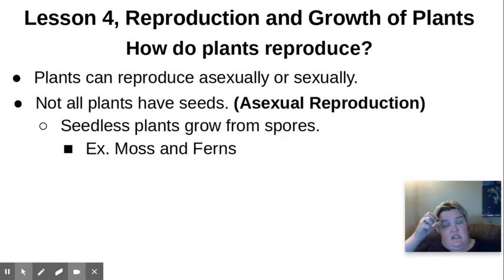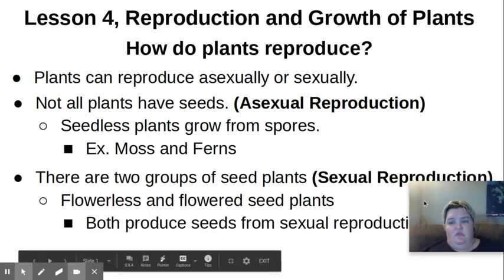Not all plants have seeds. Seeds would be what leads to sexual reproduction. So the seedless plants are going to instead grow from spores, and the examples are moss and ferns, which we'll look at here in just a minute. And that is an example of asexual reproduction. So plants that do not have seeds are basically going to reproduce from spores and reproduce basically themselves, not needing a second partner, not needing a mate in order to be able to produce another plant. Okay, so again, the examples there are moss and ferns.